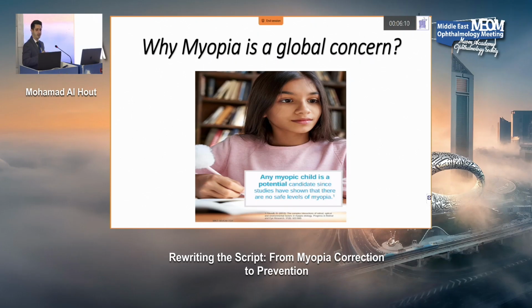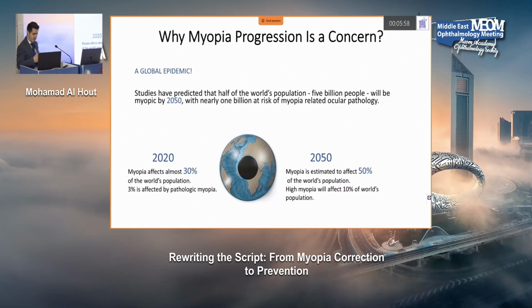So why is myopia nowadays a global concern? Because, as you can see, any myopic child is a potential candidate, since studies have shown that there are no safe levels of myopia. As you all know, myopia is becoming an epidemic. By 2050, half of the human population will be myopic. By then, of course, I think the number will increase more.